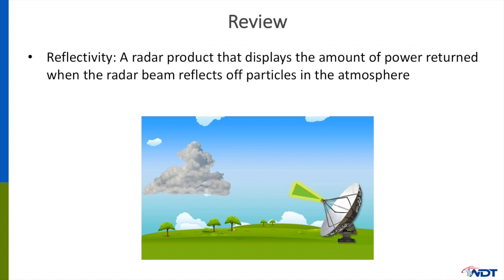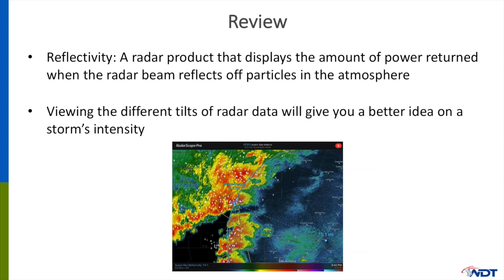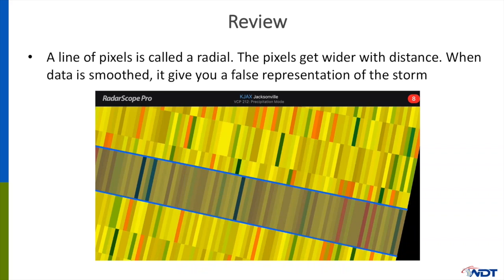Reflectivity displays the amount of power returned when the beam reflects off particles in the atmosphere, such as raindrops. As a radar rotates and elevates, this gives us various tilts. RadarScope lets you look at data. When looking at storms, the line of pixels is called a radial. Pixels get wider as they get further away from the radar.